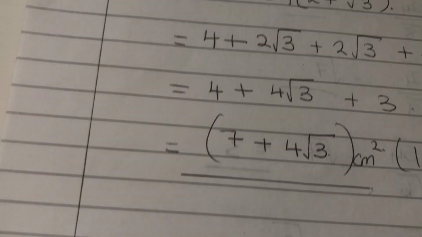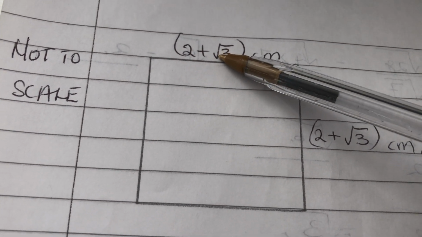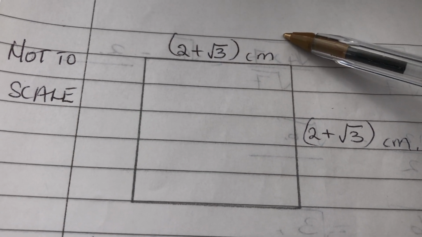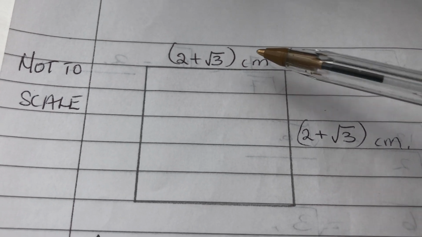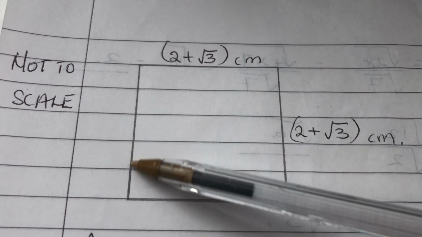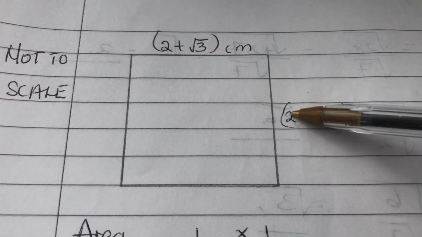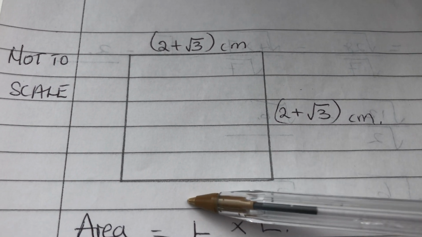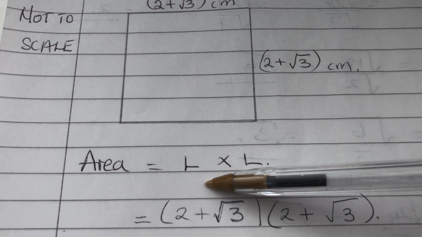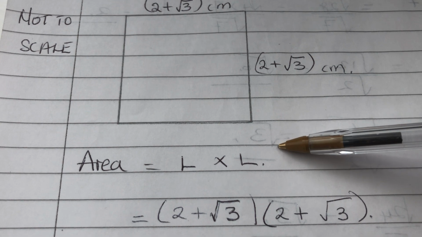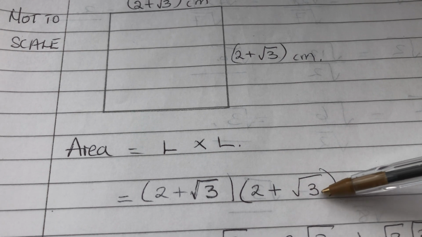So this is a square, not to scale, and the length is 2 plus root 3 centimeters. Now 2 plus root 3 centimeters is the side, and the sides of a square are equal in size. So if that is 2 plus root 3, then all the sides are the same: 2 plus root 3 here, there, and there. Now they say we should find the area. Area is length times length. So the length is 2 plus root 3, times 2 plus root 3.